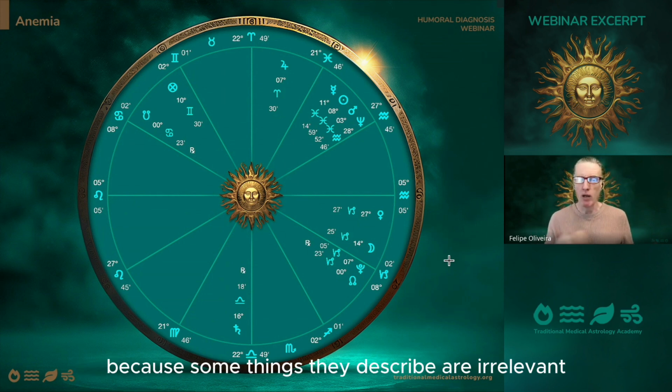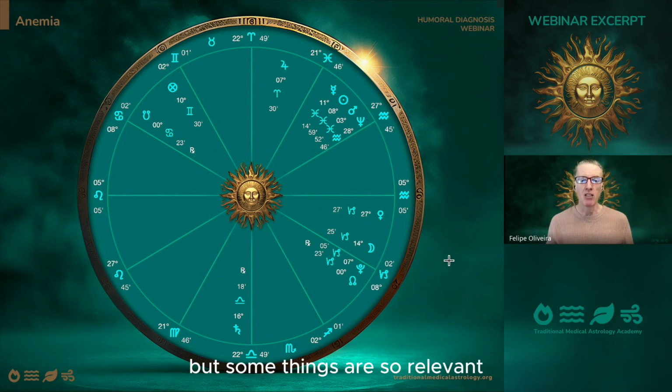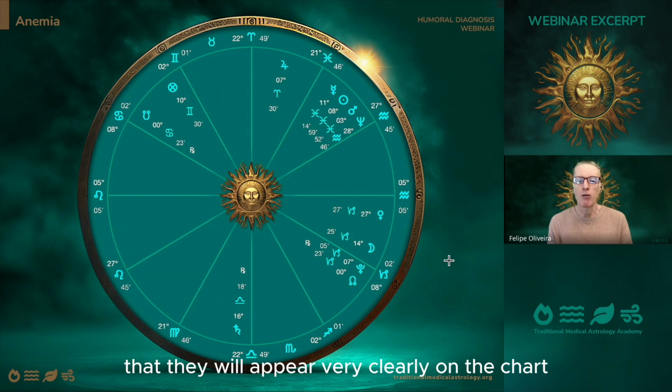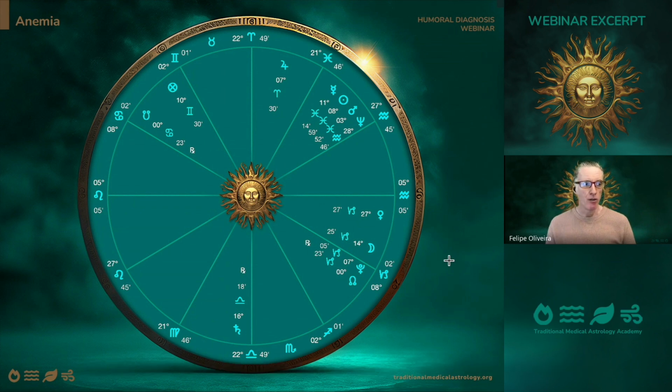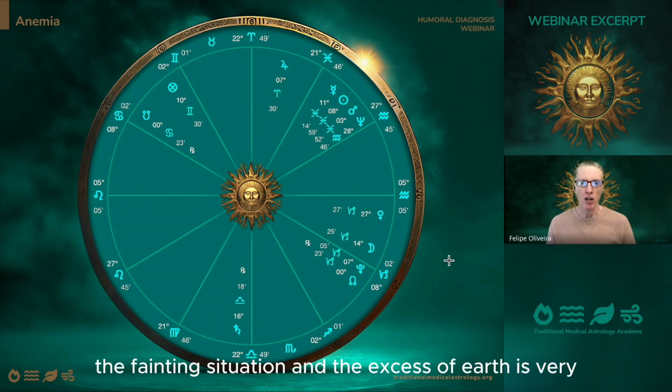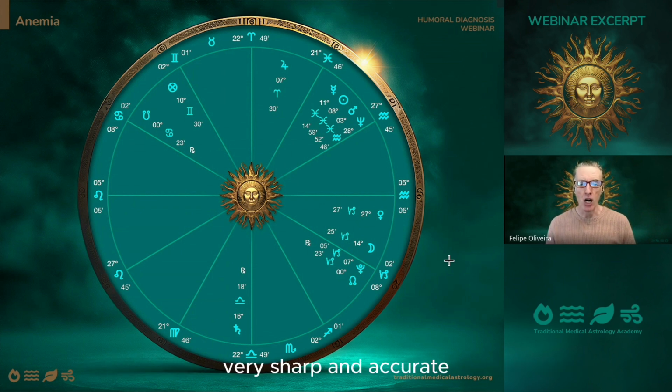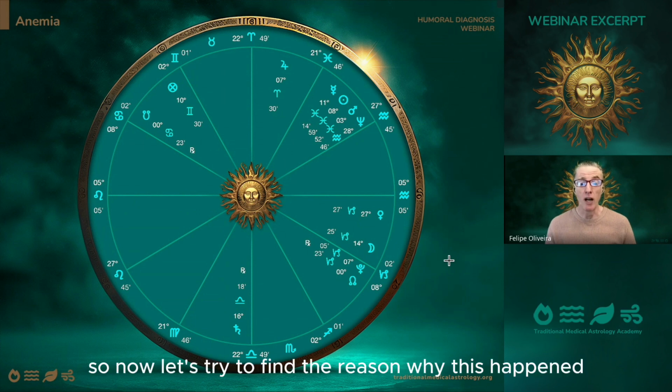Because some things they describe are irrelevant, but some things are so relevant that they will appear very clearly on the chart. So far, we've seen that some things are very clear, right? The fainting situation and the excess of Earth is very, very sharp and accurate. So now let's try to find the reason why this happened.